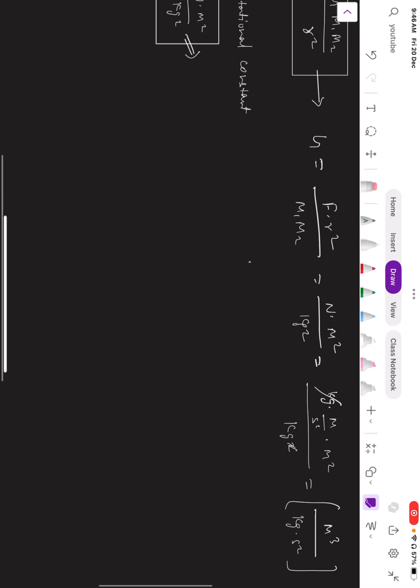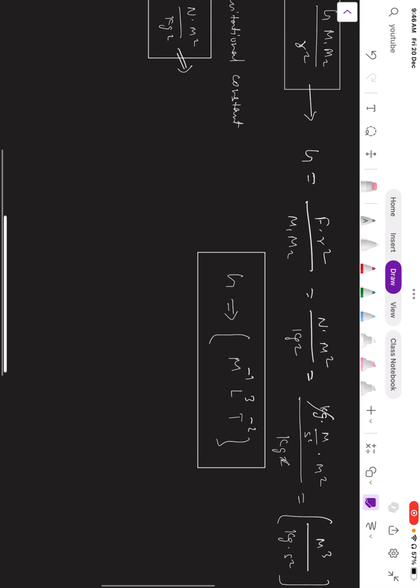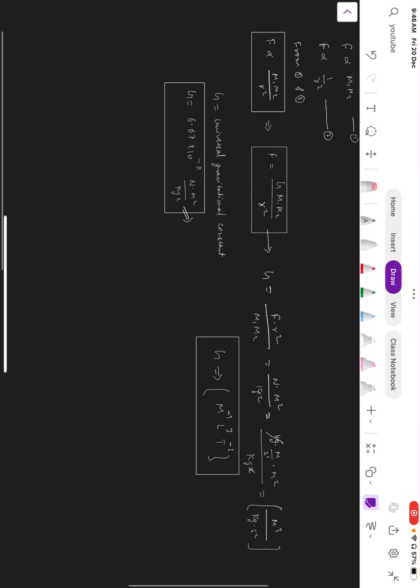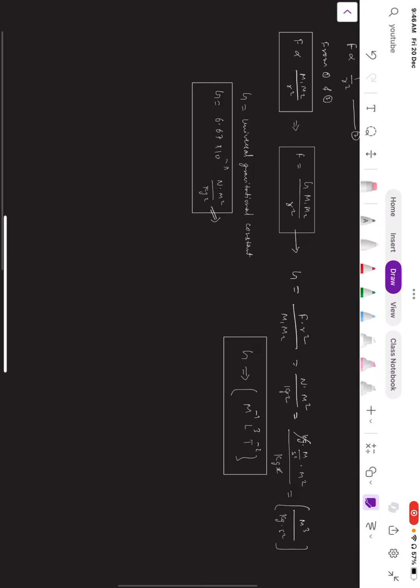So if you write the dimension formula of G, that is M L T: M is -1, L is 3, and T is -2. So this is the dimension formula of G. This question is mostly asked in the NEET exam. I consider both exams, and the lecture is going on. No issue about that.